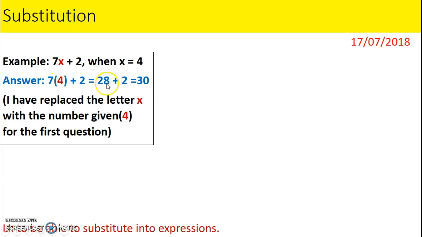Which is 28. Then you have to rewrite the plus 2 again because that's the whole expression. You can't forget the second part of the expression. Then you add 2 onto 28, which will give you 30. So this is a simple example that I have just shown you.